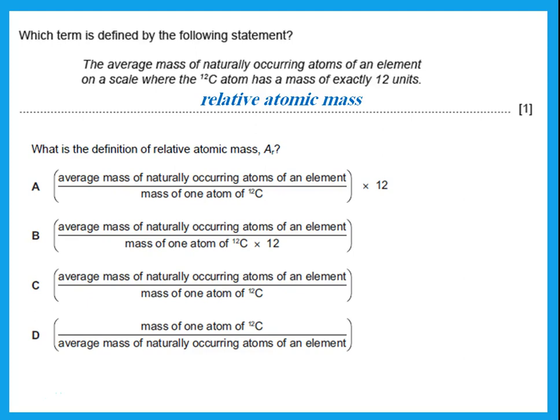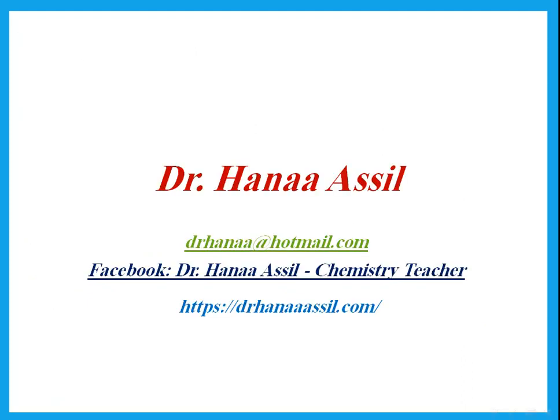So actually, the relative atomic mass of an element is the average mass of naturally occurring atoms of an element divided by the mass of one atom of carbon-12 times 12, because it is relative to one atom of carbon-12. Okay? Remember that for definitions.